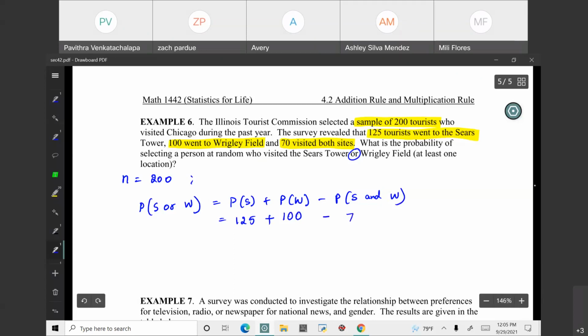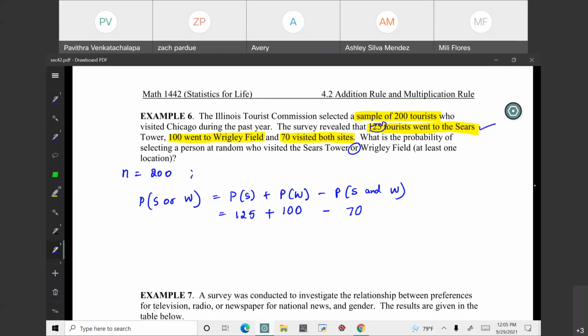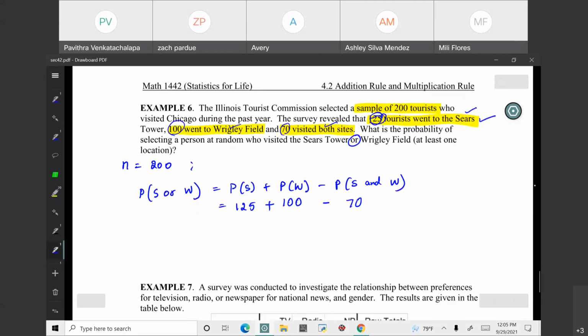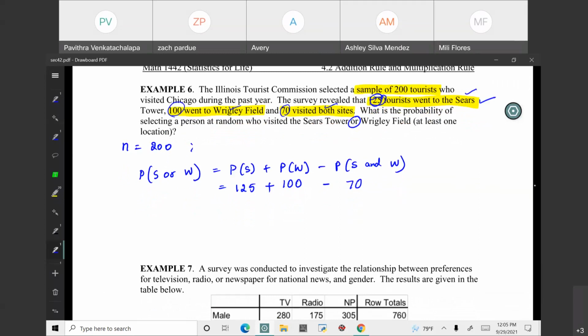Now, how did I get these values? Check the question. They are saying that 125 went to Sears and 100 went to Wrigley and 70 visited both, in the sense of AND. Okay, and that's how we get these values. So your final answer will be 155.